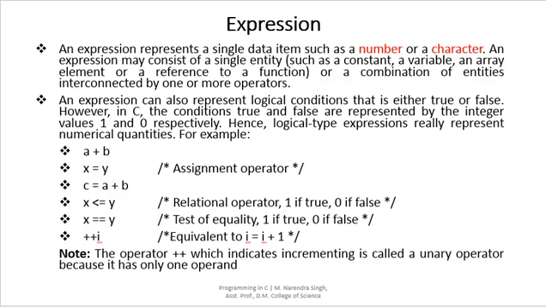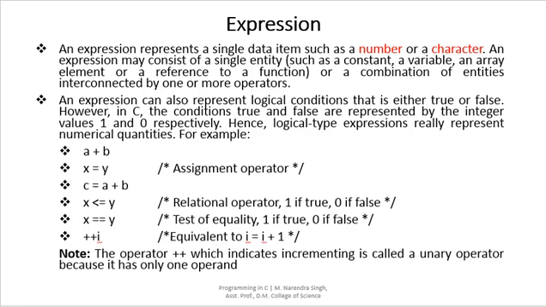Expression. What is an expression? An expression represents a single data item such as a number or a character. An expression may consist of a single entity such as a constant, a variable, an array element, or a reference to a function, or a combination of entities interconnected by one or more operators. An expression can also represent logical conditions, that is either true or false. However, in C, the conditions true and false are represented by the integer values 1 and 0 respectively. Hence, logical type expressions rarely represent numerical quantities.